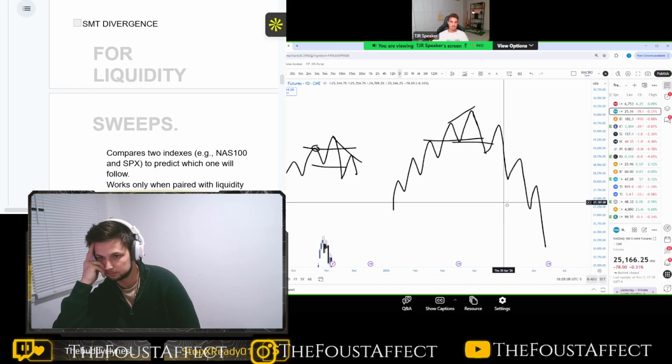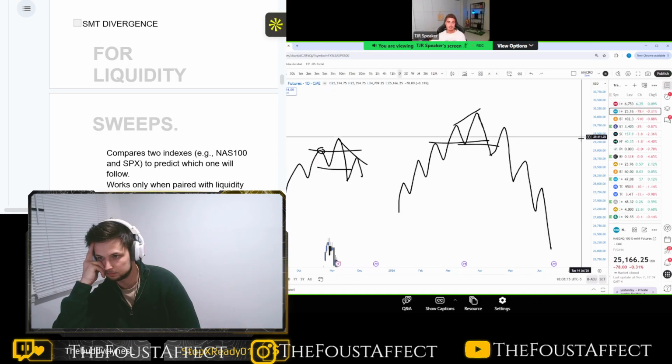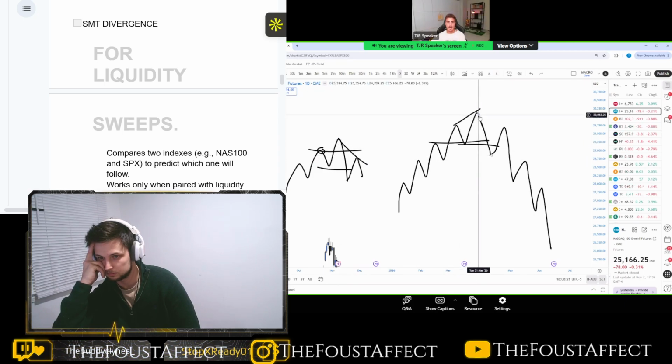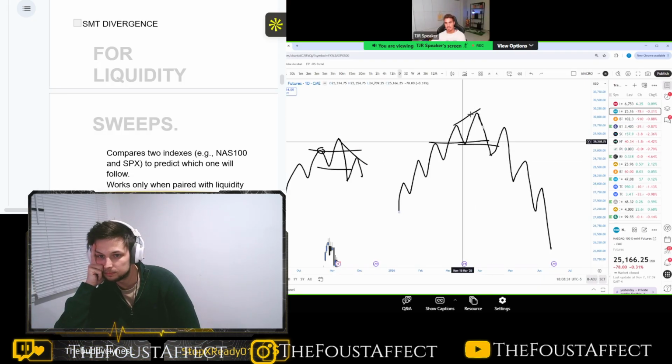So SMT divergences just help us by looking at the two different indexes and can help us see, okay, on NASDAQ, we made a lower high, but on the S&P 500, we made a higher high. So the NASDAQ is the leading index to the downside, and the S&P 500 is the lagging index. NASDAQ is pretty much telling us what the S&P 500 is eventually going to end up doing. It's going to end up going lower.